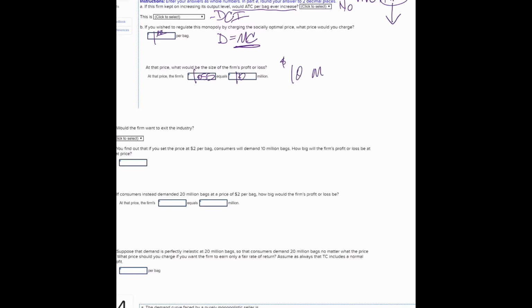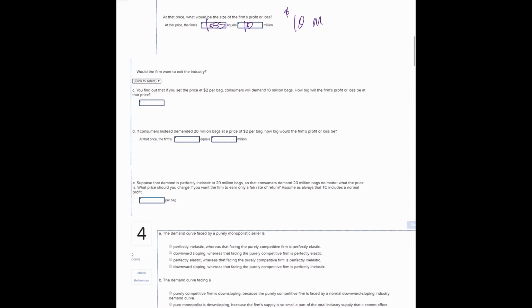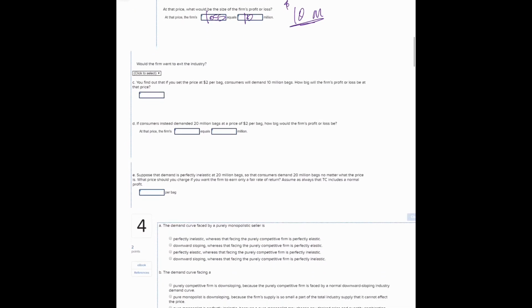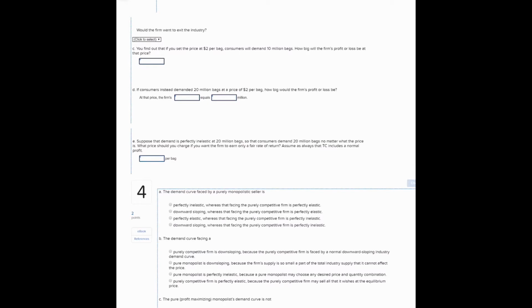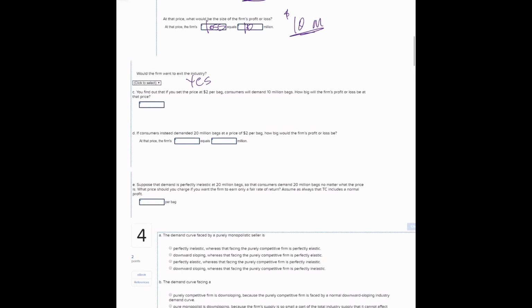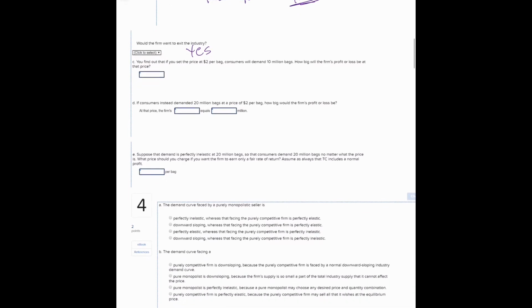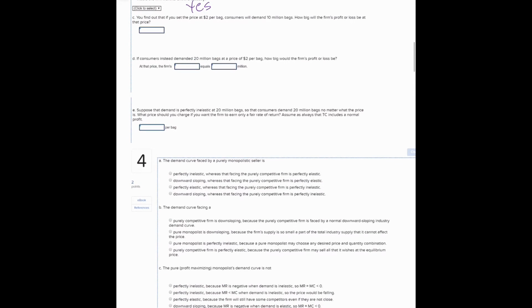So it's going to be a loss of 10 million because, like I said, you're only covering with that $1 of revenue the variable cost, the per unit cost of production. So there's going to be a loss of the fixed costs, that 10 million. Would the firm want to exit the industry? Yes. This is the shutdown rule because it's less than or equal to minimum average variable cost. And so again, same explanation. It's not covering any of the fixed costs. It's not offsetting any of it.